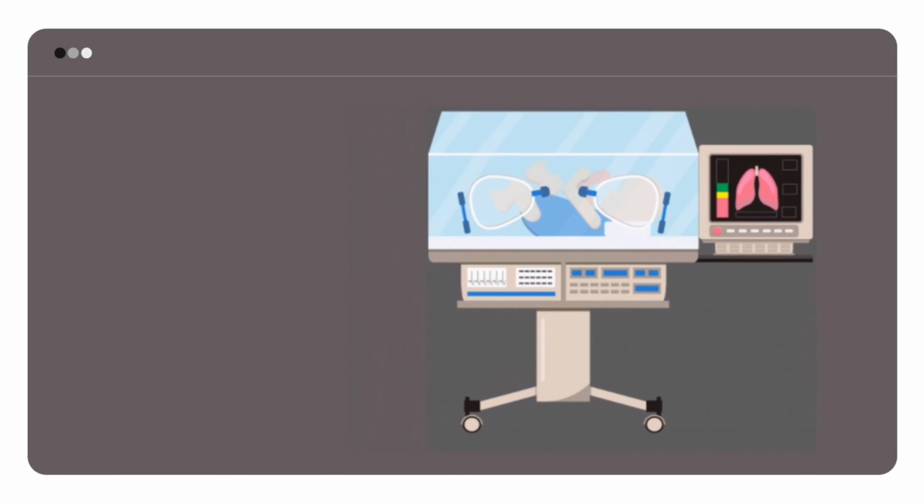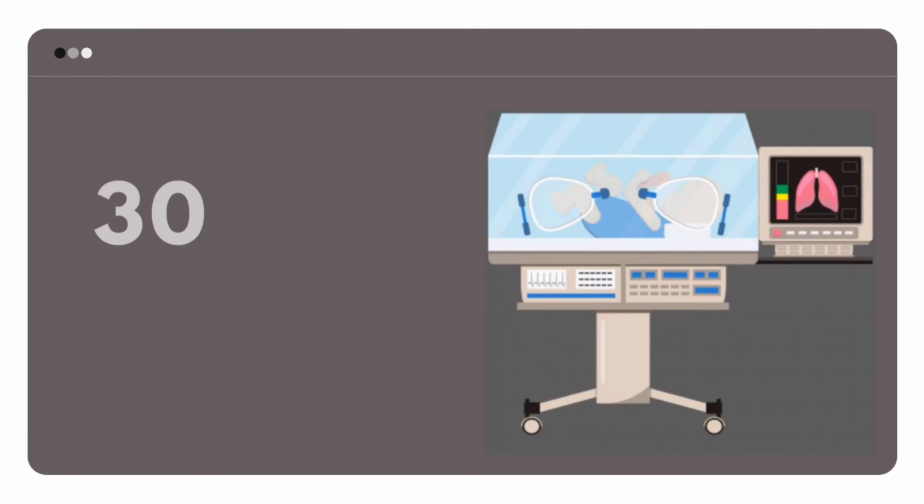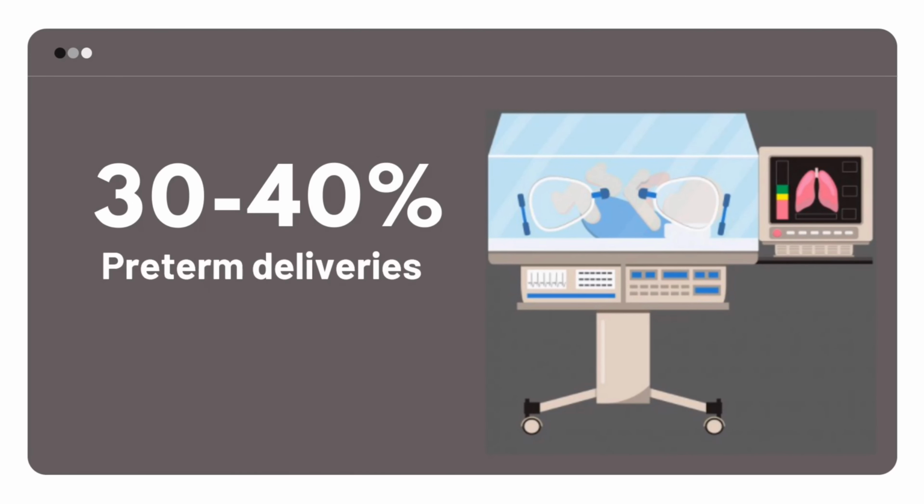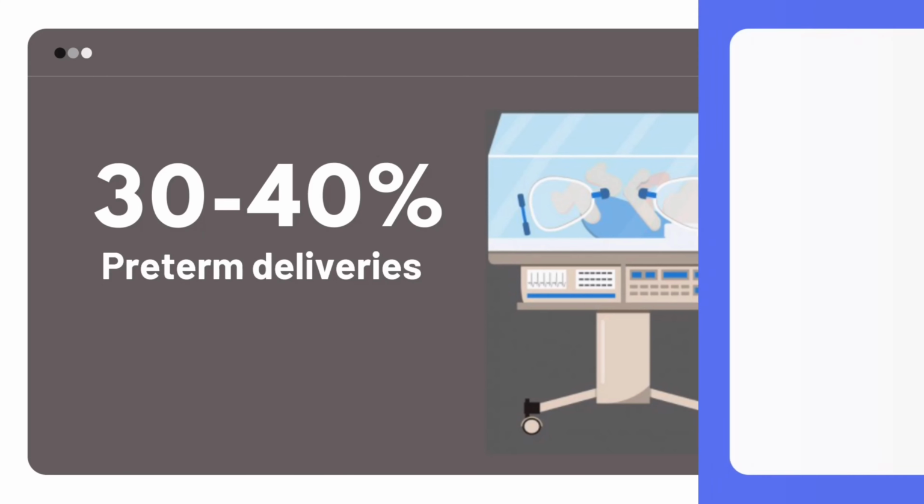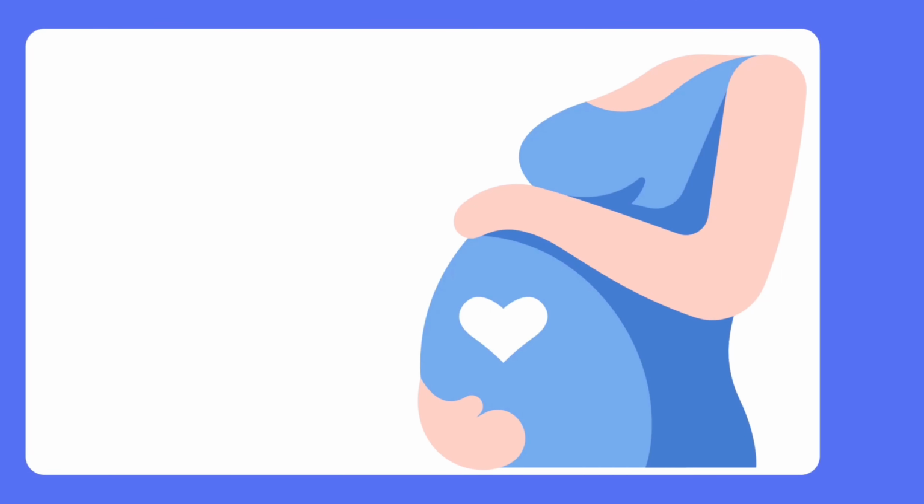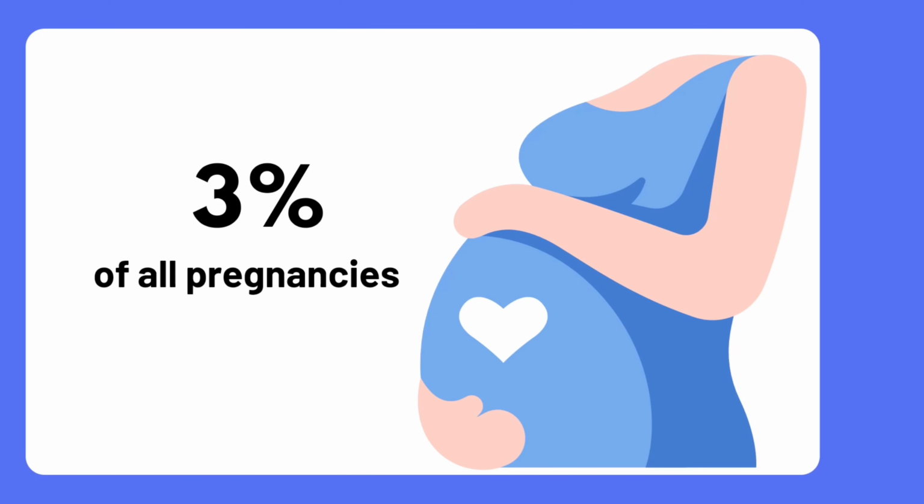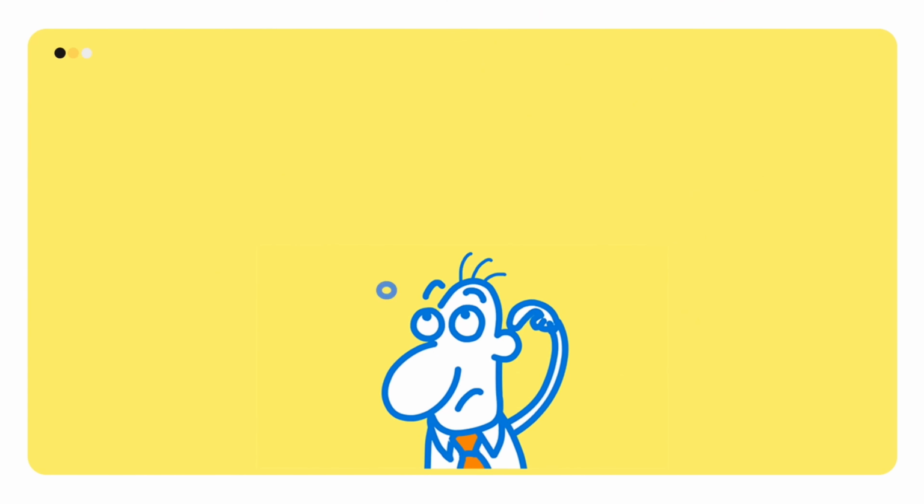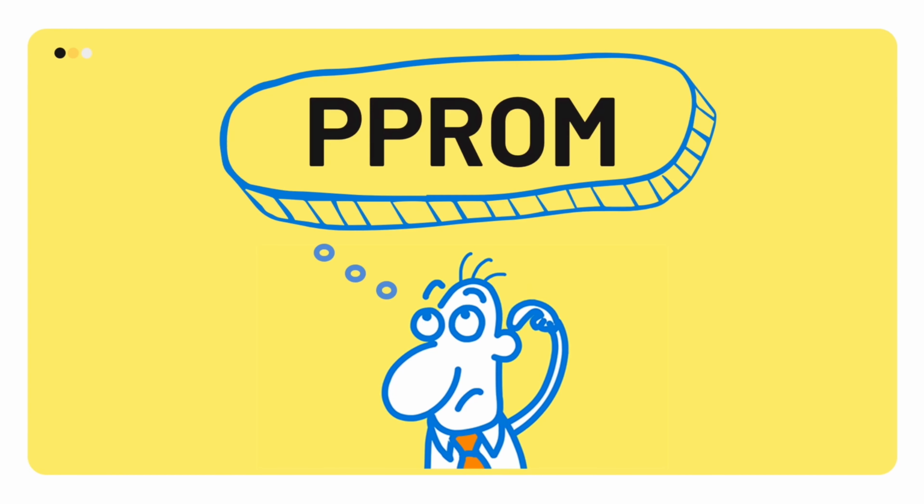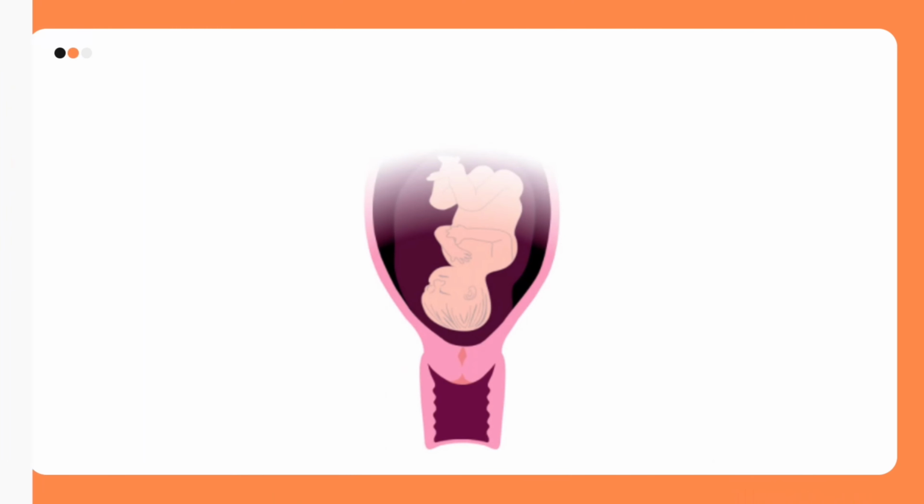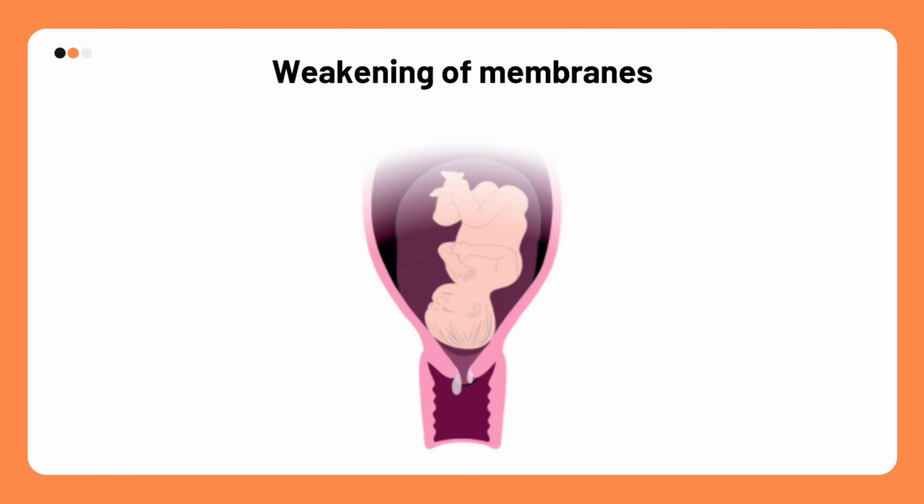In general, PPROM is associated with 30 to 40% of preterm deliveries and is the leading cause of preterm delivery, complicating 3% of all pregnancies. These incidences can be explained by a wide array of mechanisms, but are generally caused by the weakening of the membranes combined with forces produced by uterine pressure.